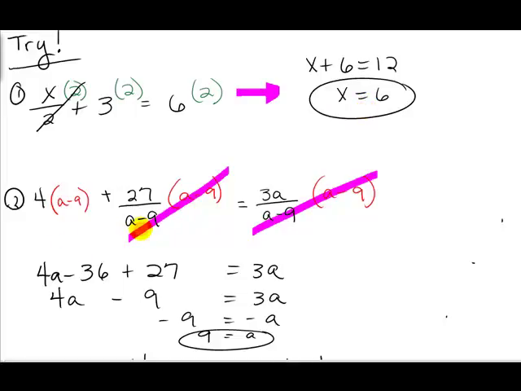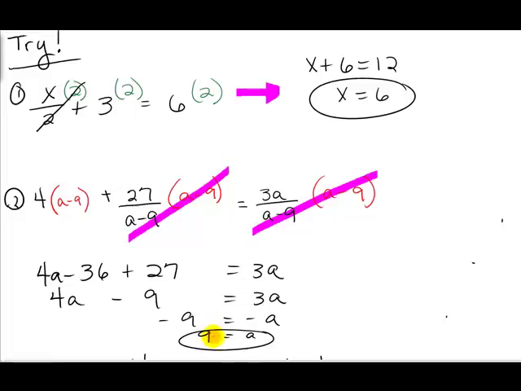Here I mentioned that the LCD would be a minus 9. So again, we multiply every term by a minus 9. This is how we get the 4a minus the 36. But these cancel. This is on top, this is on bottom, they become 1. Left with 27. Same thing here. Becomes 1, I'm left with the 3a. After we do the math, we get 9 for our answer. But we have a problem.